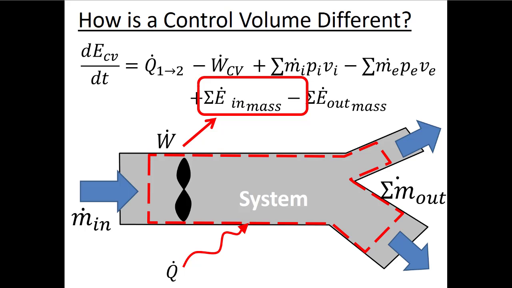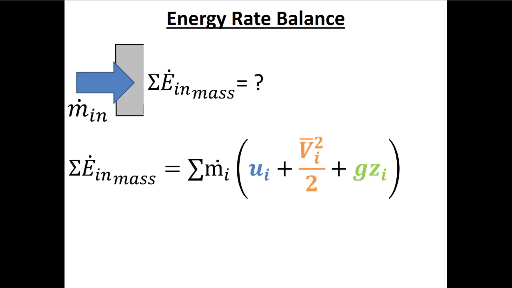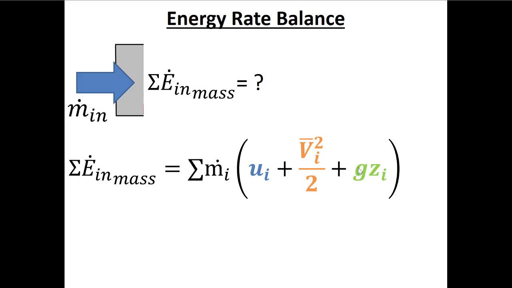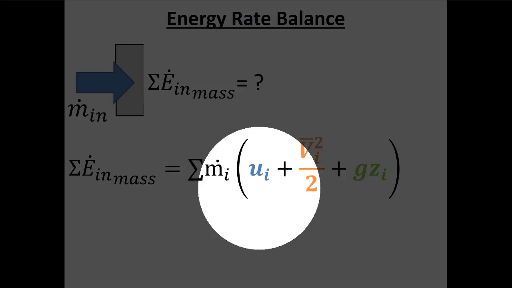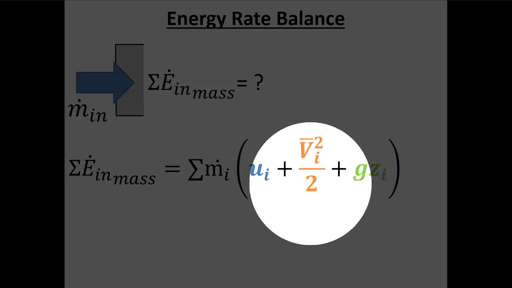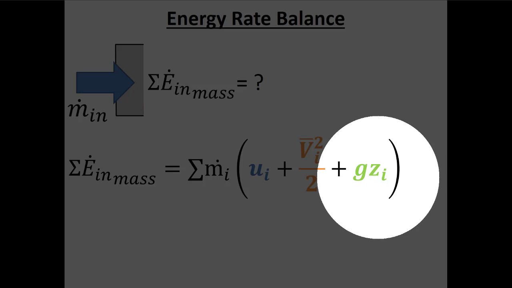So how do we define this E dot term? So what's the energy that's coming in with the mass? We know that total energy is a sum of all the different kinds of energies that we can add. In this class, the kinds of energy terms we're going to put in here are the specific internal energy, the velocity squared divided by 2, that's a kinetic energy term, and the gravitational acceleration multiplied by a height, that's a potential energy term.